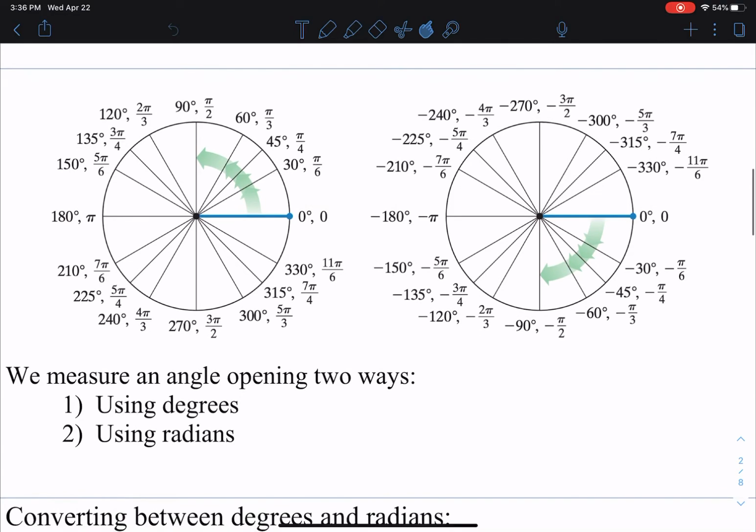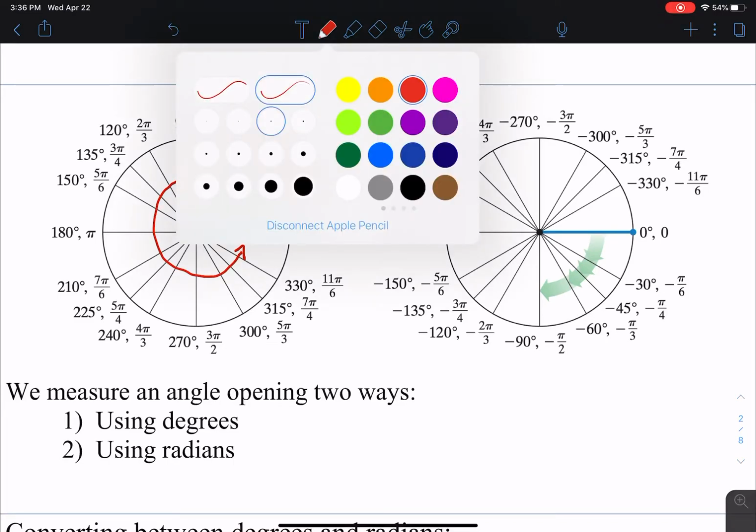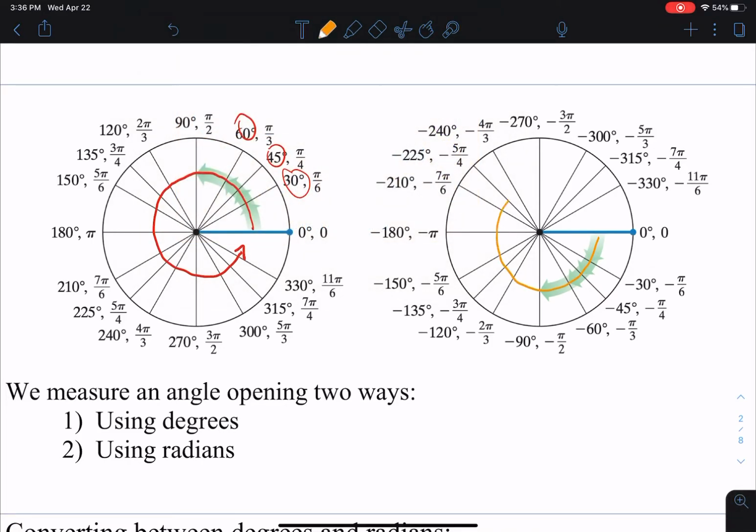There are two ways we measure an angle opening. First of all, there are two directions. Look at the left side, where the arrow is going this way. That's a positive angle, which is why all of these angles here are positive. So counterclockwise is positive. The other way, where the arrow goes clockwise, is a negative angle. You can see all of these angles are negative, and the same applies in radians too.